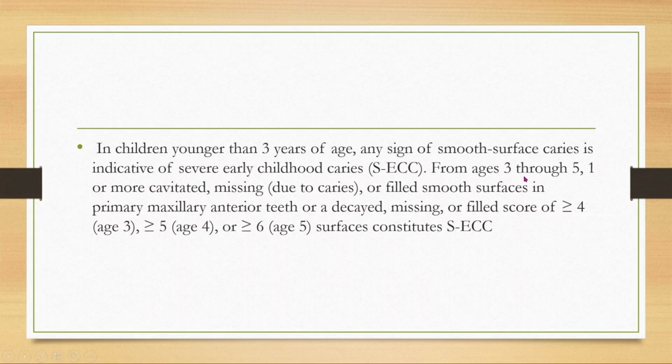From age 3 to 5, one or more cavitated, missing or filled surfaces in primary maxillary anterior teeth, or a decayed, missing or filled score of more than 4 for age 3, more than 5 for age 4, and more than 6 for age 5. These all constitute severe ECC.